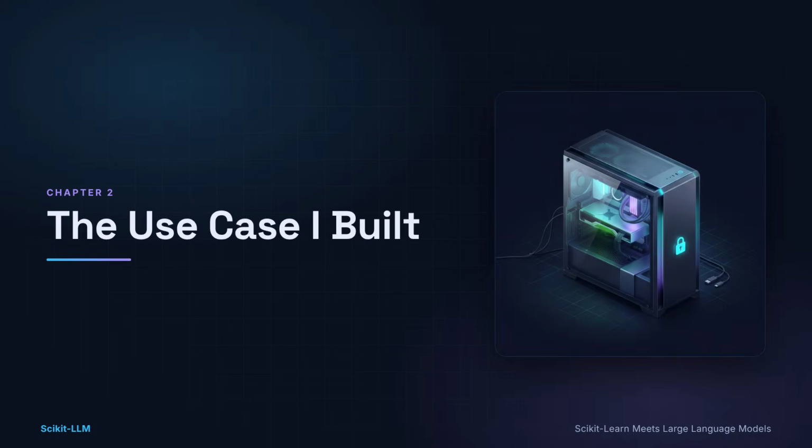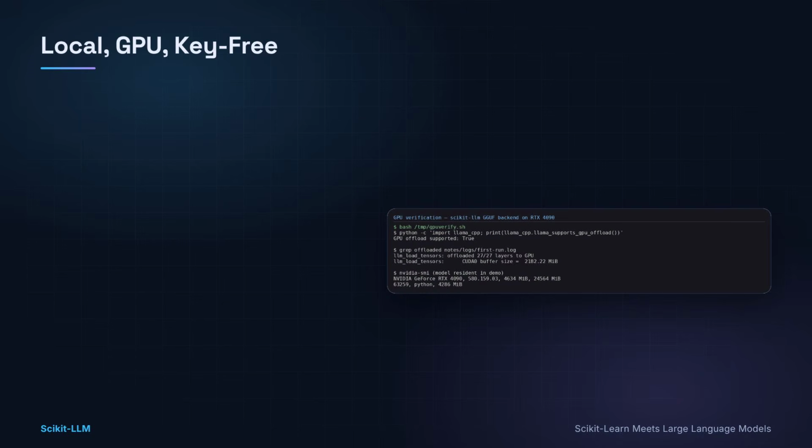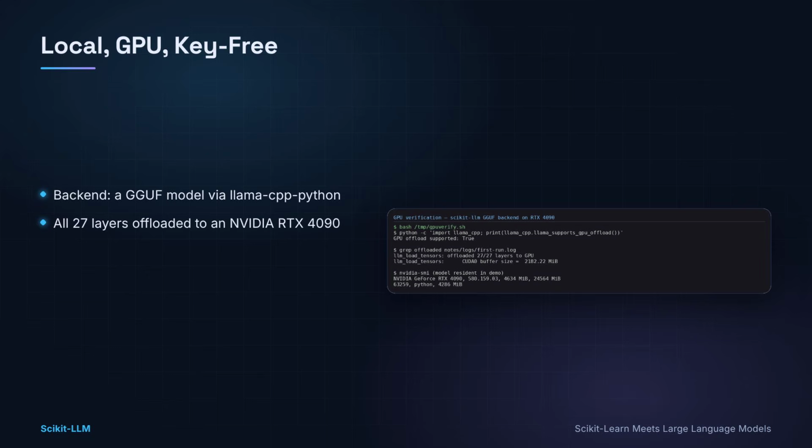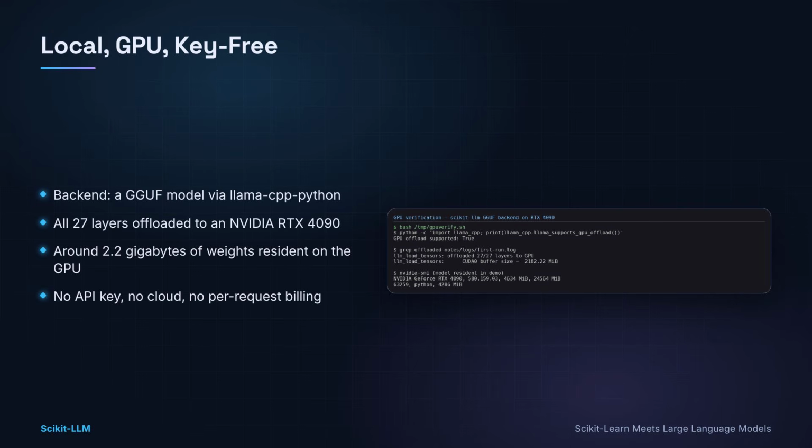Now for the fun part, the use case I built. I wanted to prove that Scikit-LLM can run completely offline, with no API keys, fully on my own hardware. The setup uses the local GGUF backend, powered by llama-cpp-python and compiled with Qt. When the model loads, all 27 of its layers are offloaded onto an NVIDIA RTX 4090, taking up about 2.2 gigabytes of memory. There is no API key, no cloud round trip, and absolutely no per-request billing.